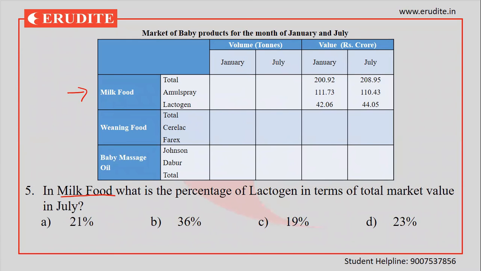Value means I need to remove this volume. And here, what is the percentage of lactogen in July? So January part is also not required, July I will keep in mind. And here lactogen means this one, 44.05%. What is the percentage of lactogen in terms of total market value in July? So actually it is coming 44 by 208 approximately, because lactogen is 44 and the total is 208.